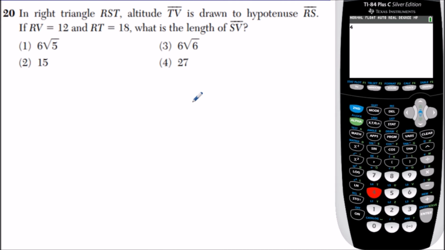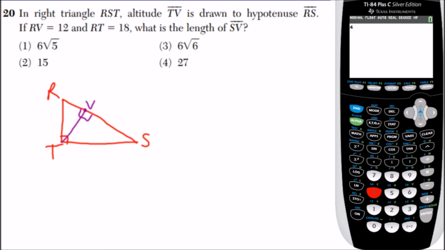For question 20, we have right triangle RST. So let's go ahead and draw a right triangle. And we're told here altitude TV is drawn to the hypotenuse RS. So we're going to label this hypotenuse RS, which means the right angle occurs at T. And the name of the altitude is TV, so we'll go ahead and just draw it in. Let's just make that a little bit neater. We're going to draw in the altitude and name the point of intersection V.